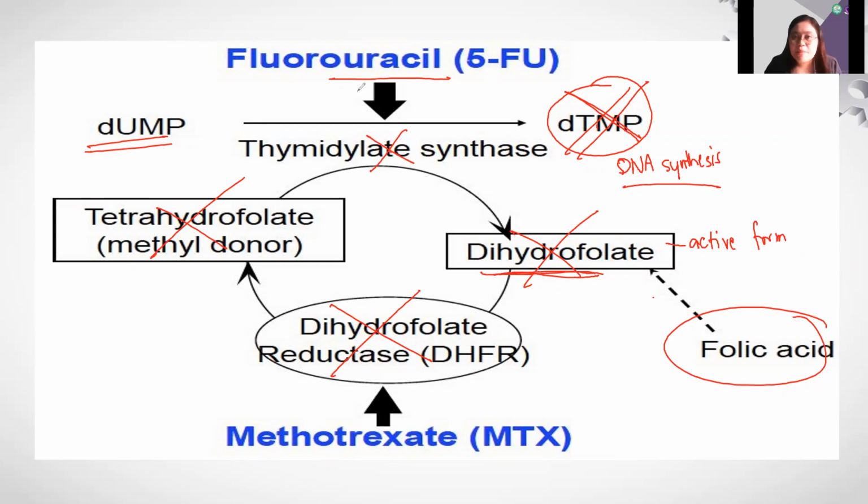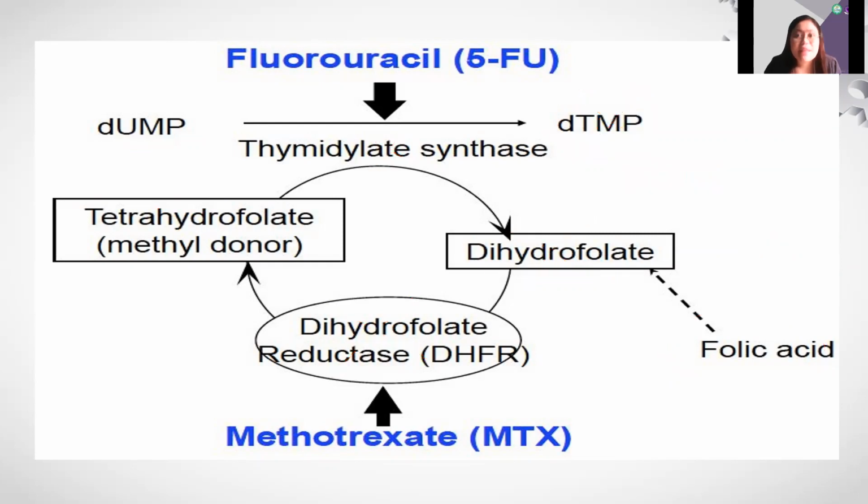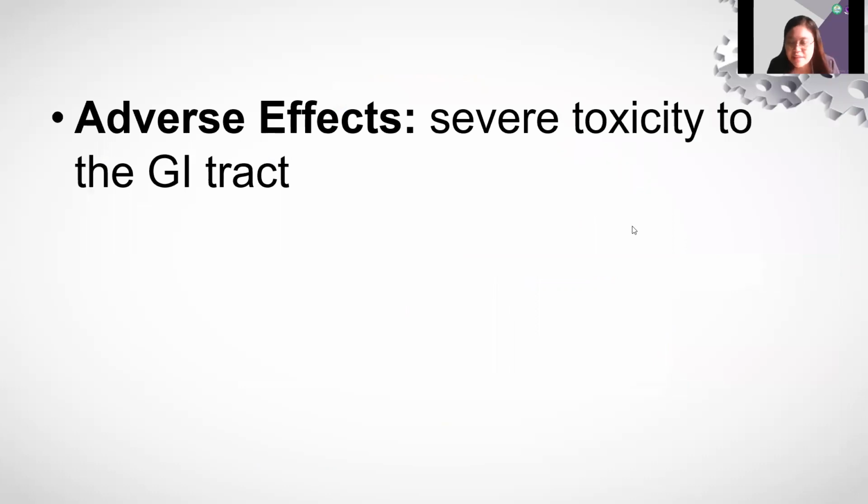So magkarugtong ang kanilang mechanism of action, but they are separate drugs, but they are both anti-metabolites. Okay? That is for the 5-FU. So to summarize, the antifolate agents like methotrexate will inhibit the enzyme dihydrofolate reductase para hindi ma-convert si folic acid to its active form, while si 5-FU will inhibit the thymidylate synthetase enzyme para hindi ma-convert si DAMP into DTMP. DTMP is needed for cell growth and DNA synthesis.